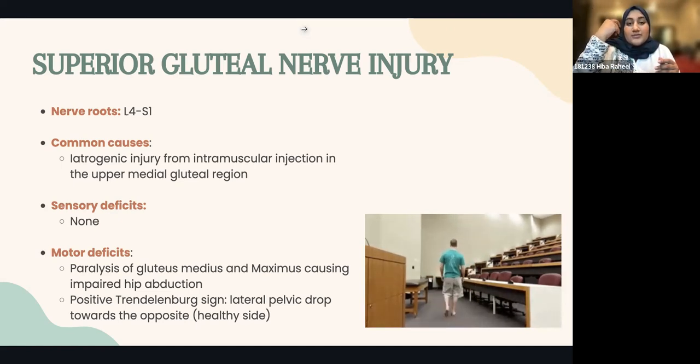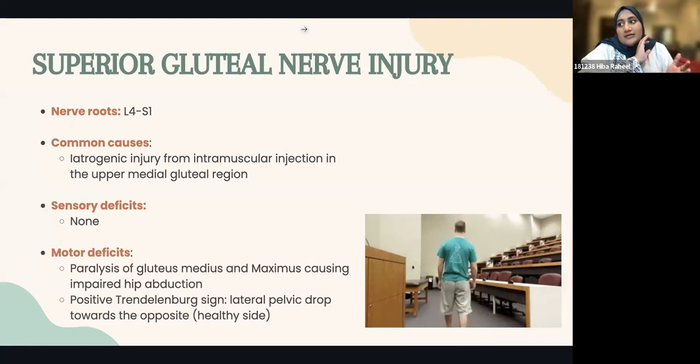And sometimes, they may place it wrongfully or they may put it too deep, and that can lead to damage of the superior gluteal nerve. Okay, so usually the question stem is going to say that the patient came and then they had an intramuscular injection in their buttock, and that led to superior gluteal nerve damage or something. Okay, that is how you will reach the conclusion that this is superior gluteal nerve damage.